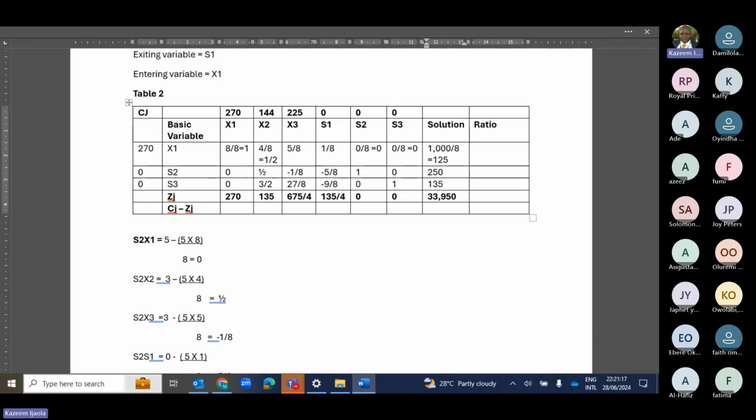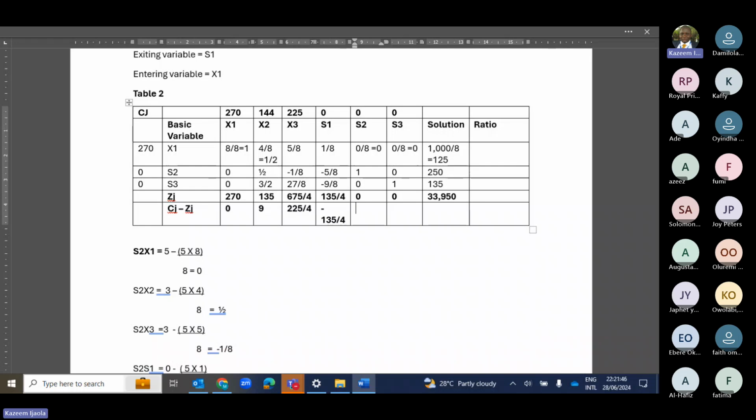Then the next thing is to do CJ minus ZJ. So this is 0. Okay, so this is 144 minus 135, that should be 9. Then this one will be 225 divided by 4. If we subtract 225 minus 75, then this one will be minus 135 divided by 4. This will be 0, this will be 0, right? So that's all for this table.